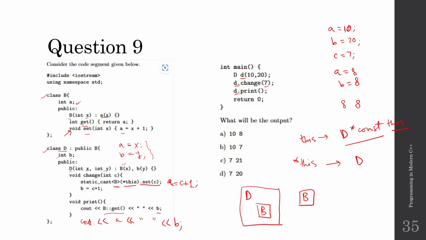So in this case C is 7. In the new object A is set to 7 plus 1, so A is set to 8. But this does not change the value of A in the original object, right? So originally, as you can see, A is 10 and B is 20 and then C is 10. So after this line A will remain 10.